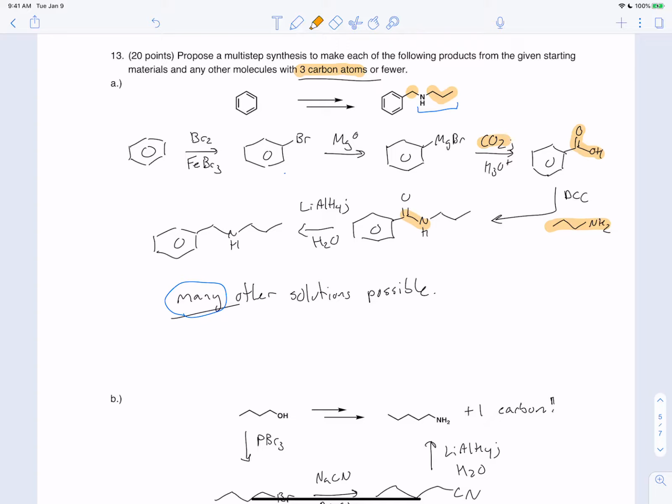Alternatively, you could do a Friedel-Crafts reaction followed by oxidation to make the carboxylic acid. That would also work. It would actually be one less step. And there are also ways that you could make an aldehyde and then do reductive amination as well.